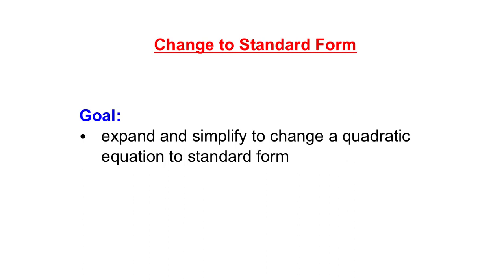And all this math is what we're going to do to change to standard form. So I want you to remember that there are 3 different ways of writing the equation for a quadratic function: standard form, factored form, and vertex form. Today, we're going to look at how to change vertex form and factored form into standard form. Because if you have all the different forms, you get a lot more information about your function. So that's why we're looking at how to change from one form to the other. Our goal for this lesson is to expand and simplify to change a quadratic equation to standard form.